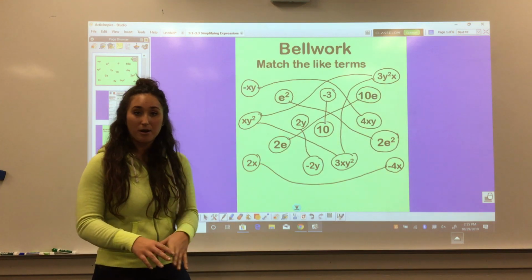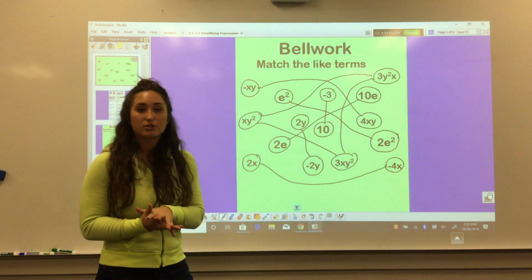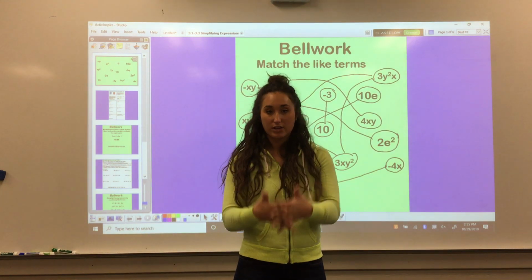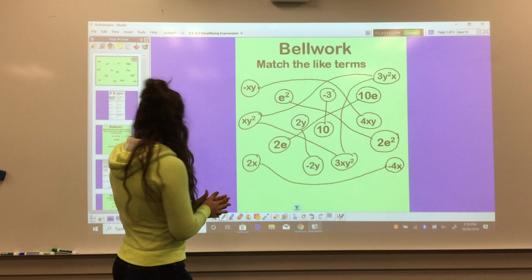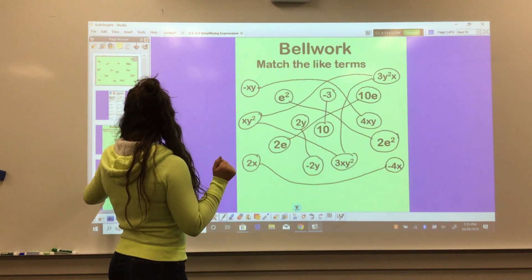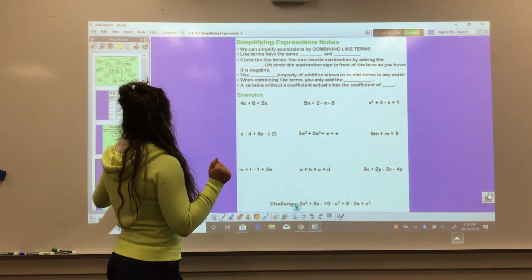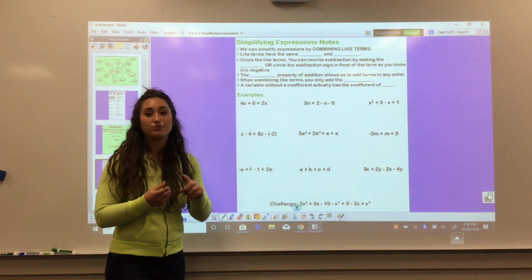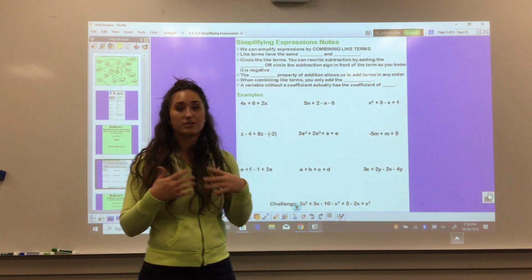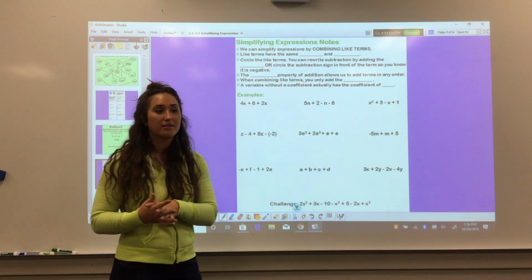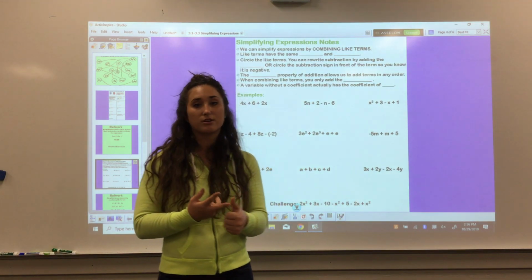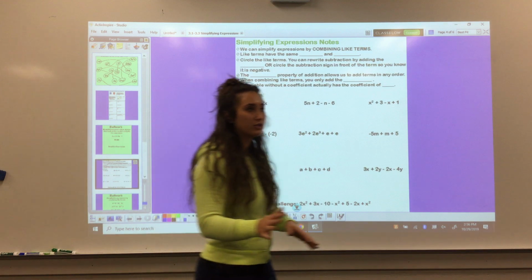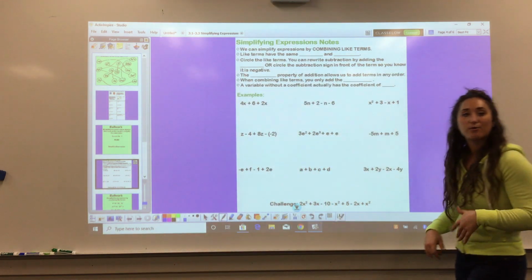So there's the bell work. Double check your answers. Make sure they match up with what we have up here. And then we'll get started on our notes. So you should have the simplifying expressions notes in front of you. Remember, you do need coloring utensils in order to do these notes, so make sure you have at least a couple of different color markers, color pencils, crayons, or something. If not, you're fine too. We'll figure out what to do with you when we get there.